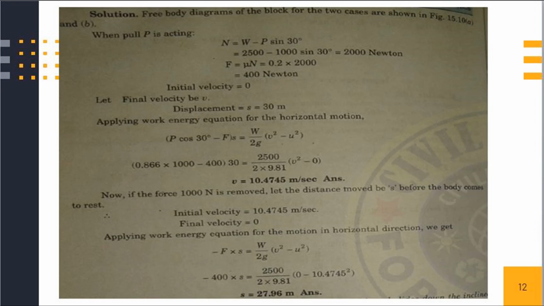Therefore, the answer of this problem: velocity of the block after it moves 30 meter starting from rest, V is equal to 10.4745 meter per second, and if the force of 1000 Newton is removed, then the block will move 27.96 meter.